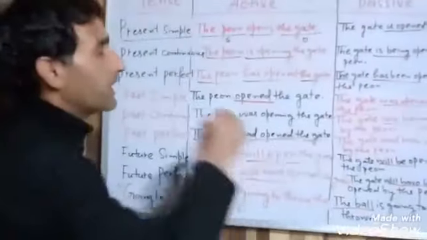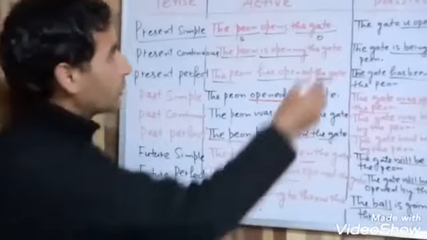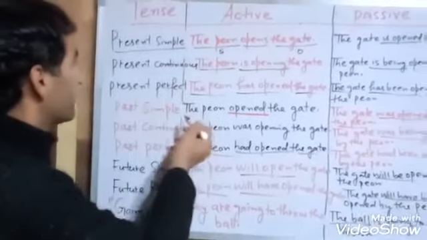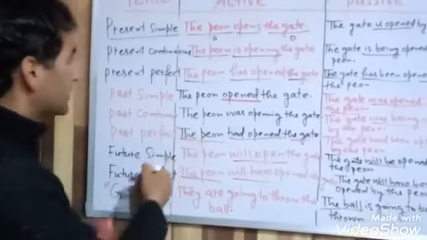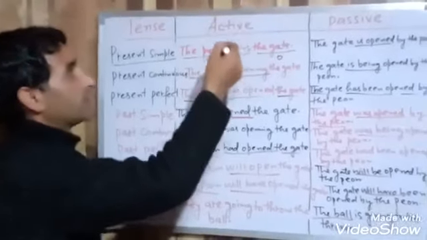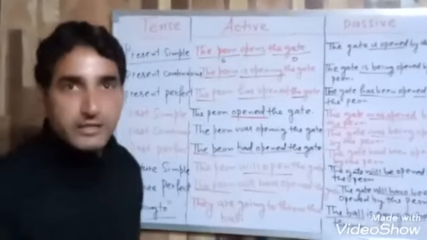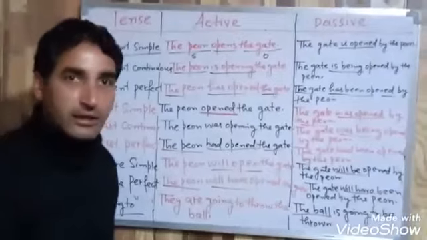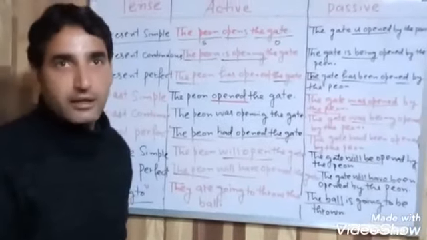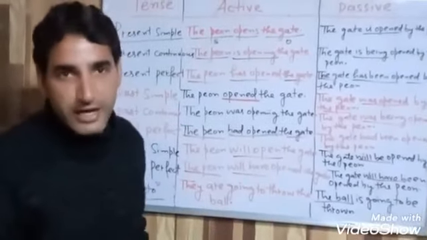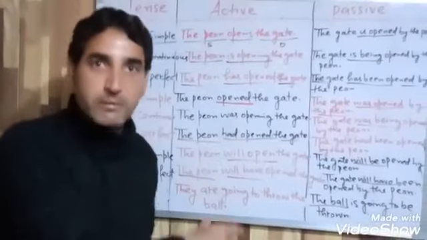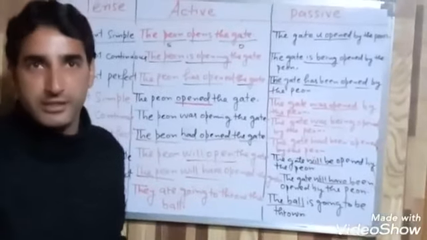Now why I have made this chart? You have to remember present simple, present continuous, present perfect, past simple, past continuous, and likewise how to change such sentences from active to passive voice. If you just remember this chart, after that we can better understand the various ways in which we change the sentences from active voice to passive voice. But one thing is, you have to remember this chart. After that we shall discuss it.